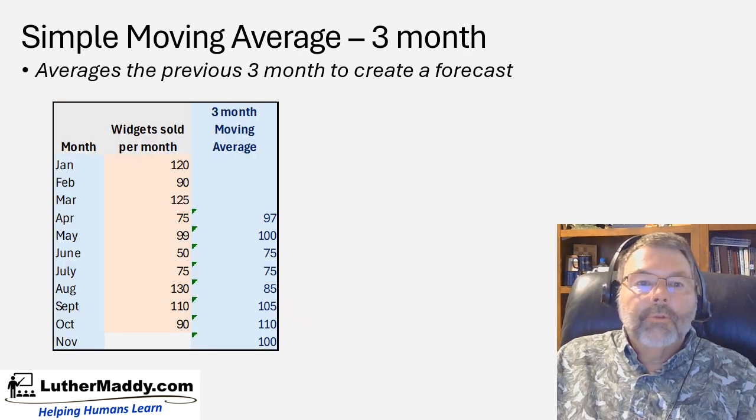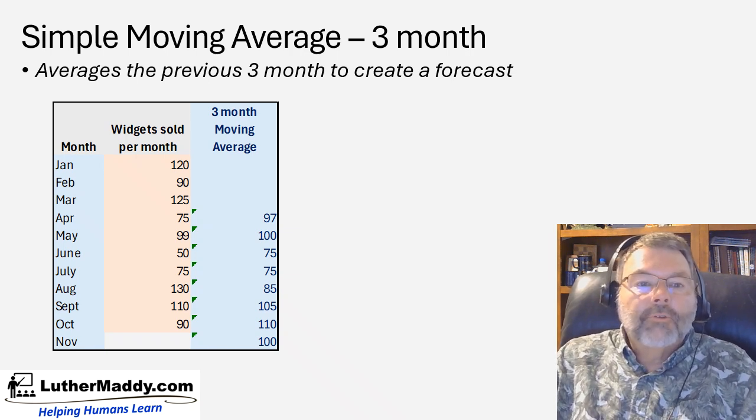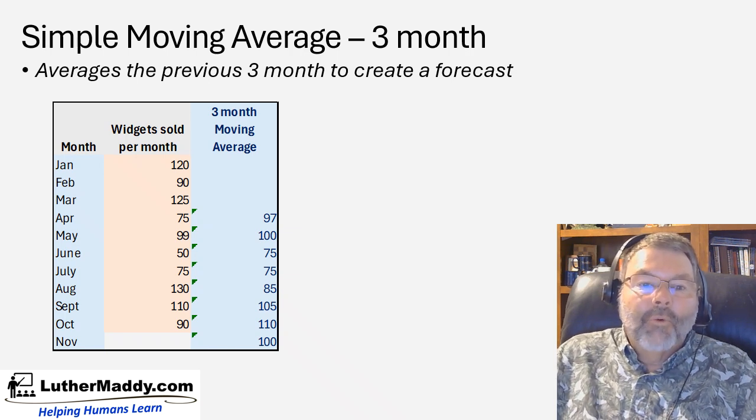All right, so here we see the 3-month moving average in action. So we take the previous 3 months, so in this case January was 120, February was 90, March was 125, we average that out, and then that gives us a forecast for April of 97. We include that 75 actual in the 3-month average. This time we're moving along with February, March, and April. We end up with a prediction or a forecast for May of 100. So you can see this might be a little bit more accurate than the naive forecast. And again, we're going to learn how to measure the error here in just a second.